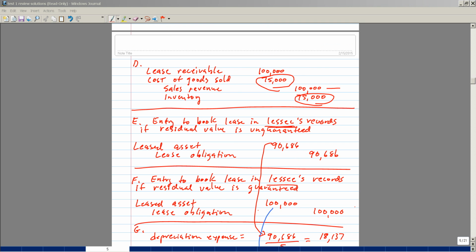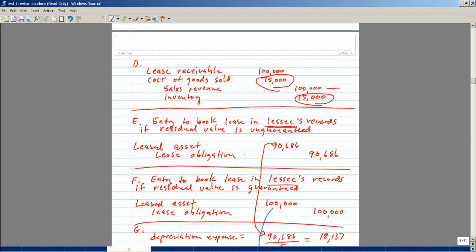Okay, in E we're asked to book the lease in the lessee's records assuming the residual value is unguaranteed. Okay, if the residual value is unguaranteed, then there is only one component of minimum lease payments here for the lessee to be concerned about. That's the recurring rental payment. So the lessee takes the recurring rental payment, multiplies that times the present value of the ordinary annuity factor from above, and so the present value of the minimum lease payments is $96.86.